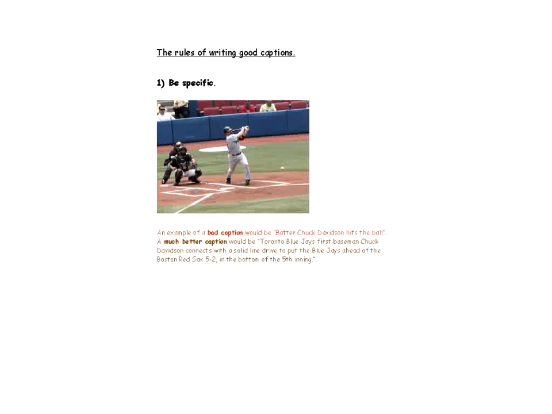We want to tell more about what's going on that the person doesn't just see for themselves by looking at the picture. So a better caption would be, Toronto Blue Jays first baseman Chuck Davidson connects with a solid line drive to put the Blue Jays ahead of the Boston Red Sox 5-2 in the bottom of the 5th inning. This picture here is actually one I took myself when I was at a Blue Jays game probably about 3 years ago. And that game, the Blue Jays beat the Red Sox, which was a bit of a surprise. So, again, be specific with your captions.